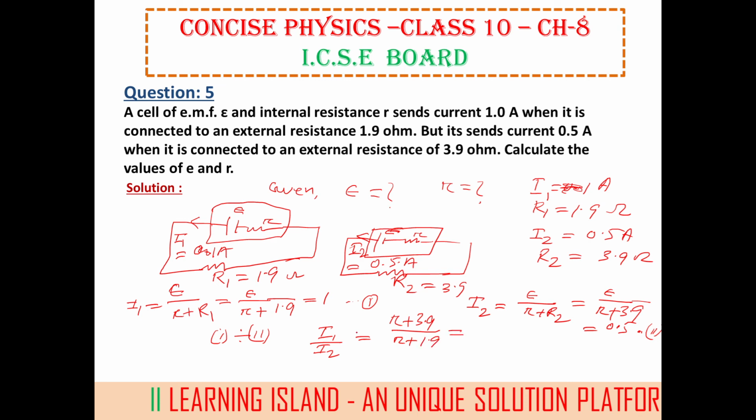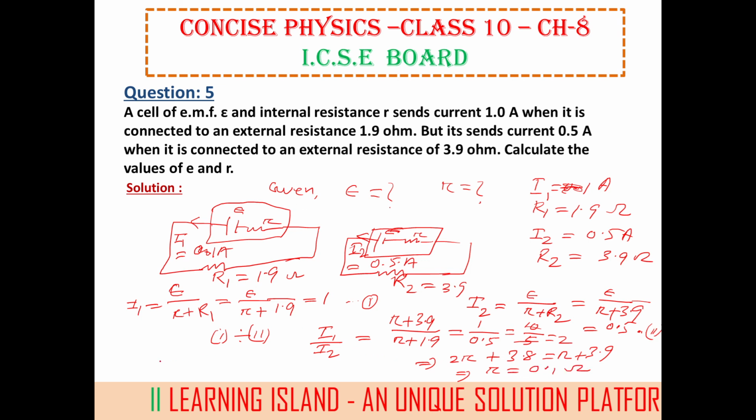So I1 by I2, I1 is 1 ampere, I2 is 0.5 ampere. So we are getting 10 by 5, which is equal to 2. If I simplify further, 2r plus 3.8 equal to r plus 3.9. On further simplification we are getting r equal to 0.1 ohm.